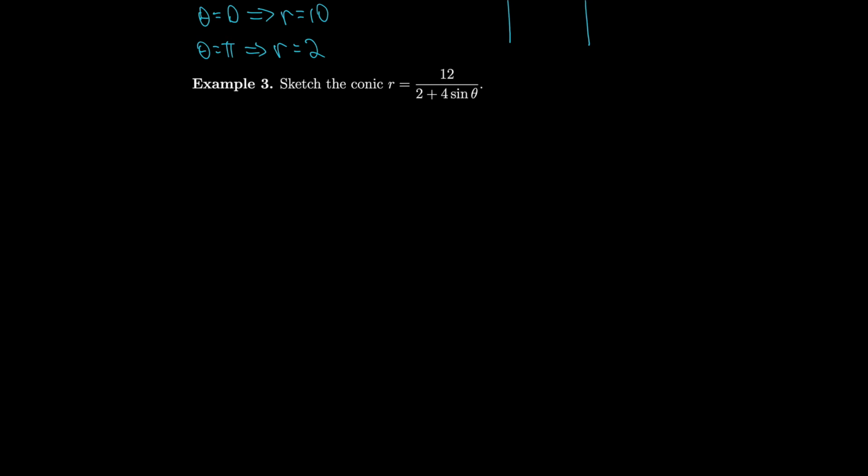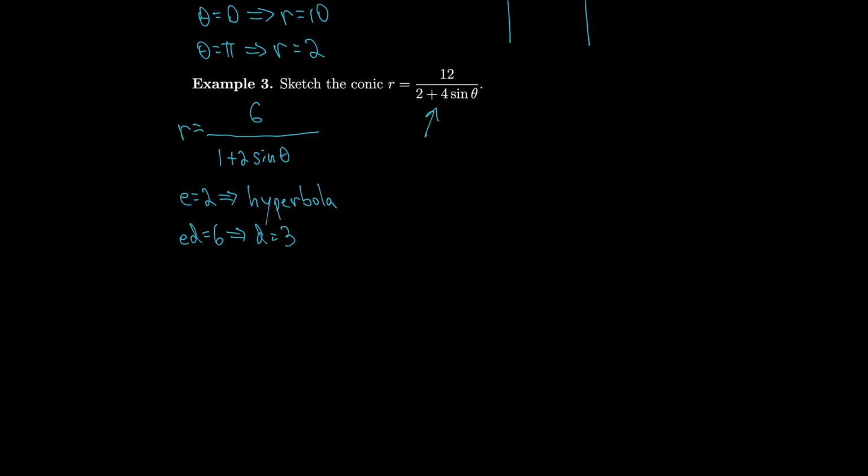Let's sketch the conic r equals 12 over 2 plus 4 sine theta. So again, we'll divide the top and bottom to put this in standard form. So we get r equals 6 over 1 plus 2 sine theta as long as we divide by 2, or just divide by whatever that is to get 1 over there. So eccentricity is 2. That means that we're looking at eccentricity bigger than 1, so that's a hyperbola. So we still have e times d equals 6, which means that d is equal to 3.